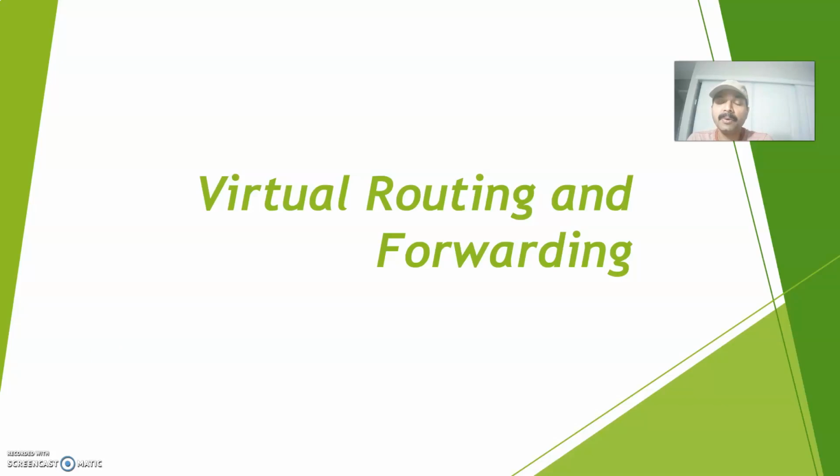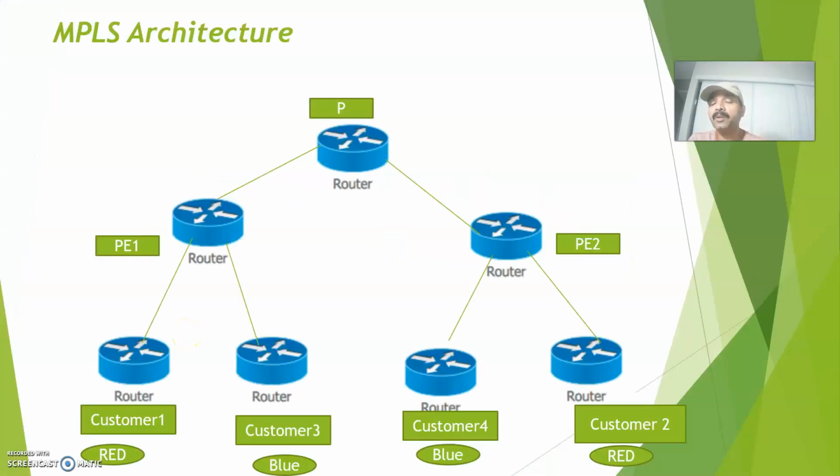And today the topic I am going to discuss is virtual routing and forwarding. So what is VRF? You already know what a VLAN is. A VLAN divides a single physical network into multiple smaller broadcast domains. That is the purpose of a VLAN.